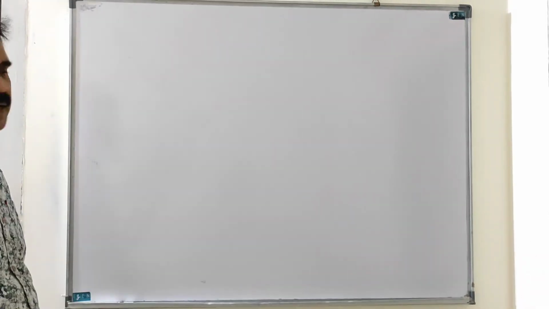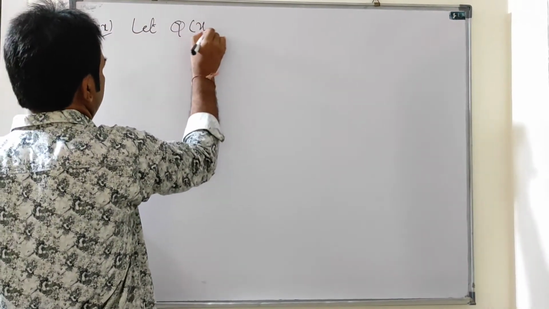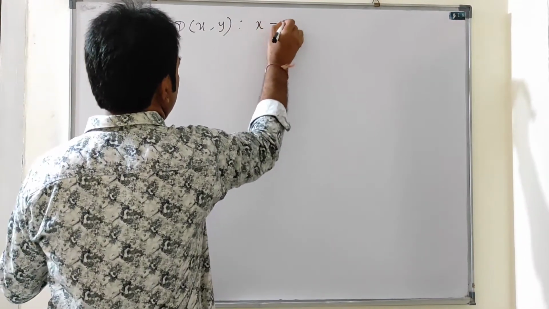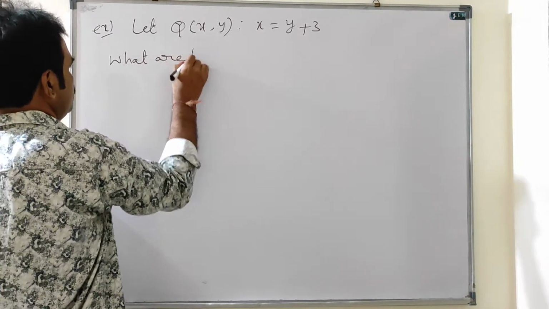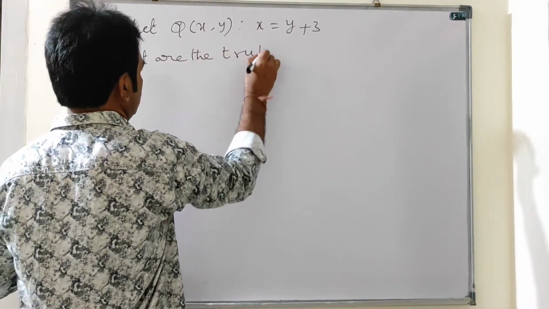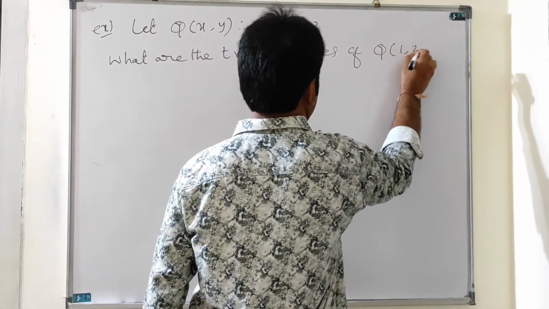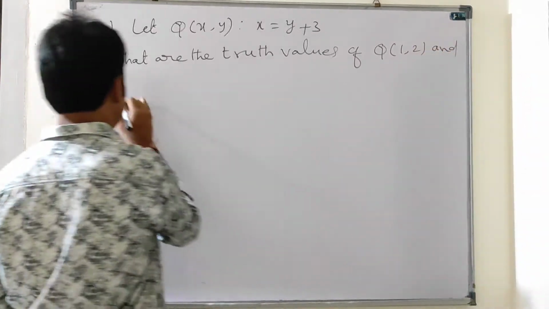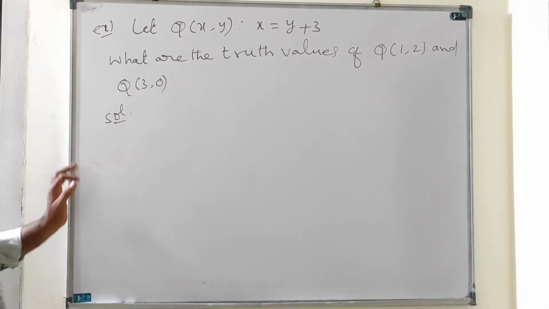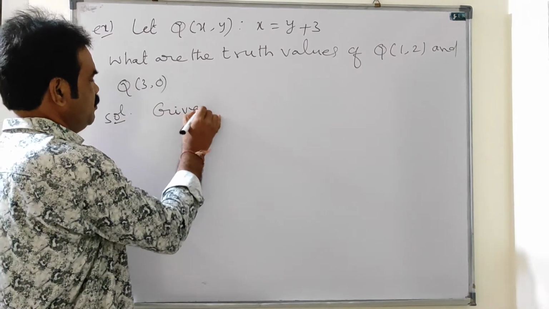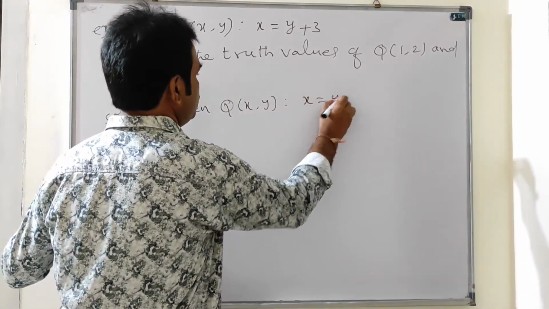Okay, see the next example. Let Q of x, y denote the statement x equal to y plus 3. What are the truth values of Q of 1, 2 and Q of 3, 0? See the solution. What is the given statement? Q of x, y is x equal to y plus 3.